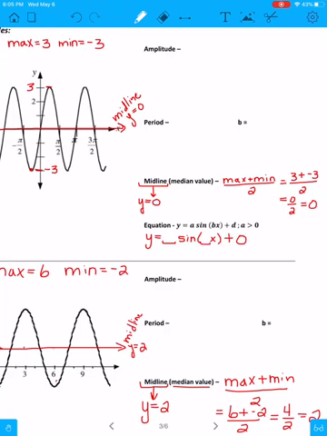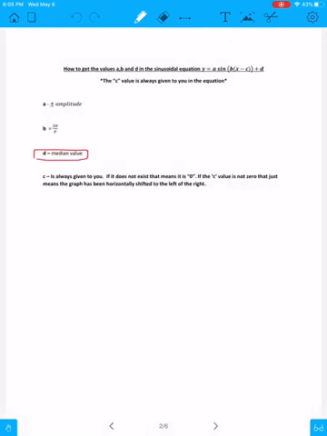I'm still going to have to fill in an a and a b. My a is going to be my amplitude, which we're going to find out at some point. My b I'm going to get by taking 2 pi divided by my period, which we'll get at some point. The c is always given to you. If it does not exist, then it is 0. If the c value is not 0, then that just means the graph has been horizontally shifted to the left or right. But the c value will always be given to you if it's not 0.